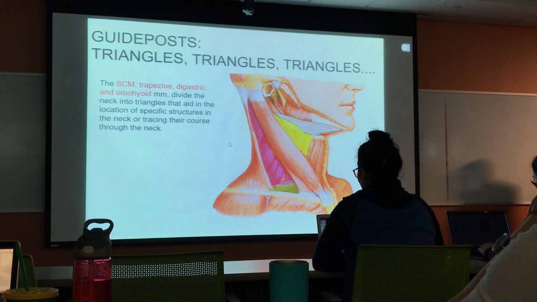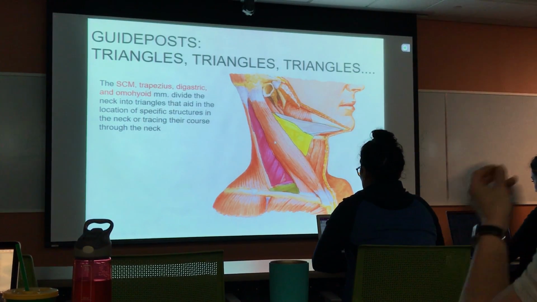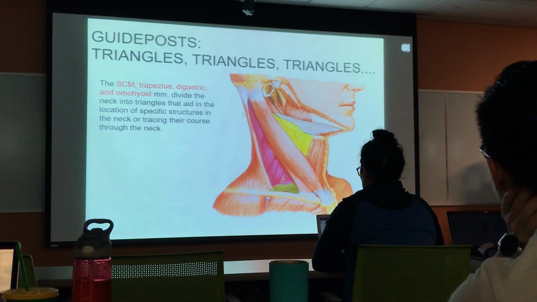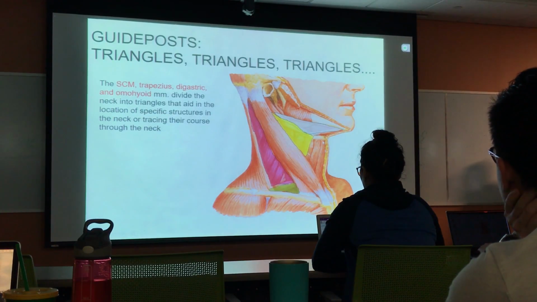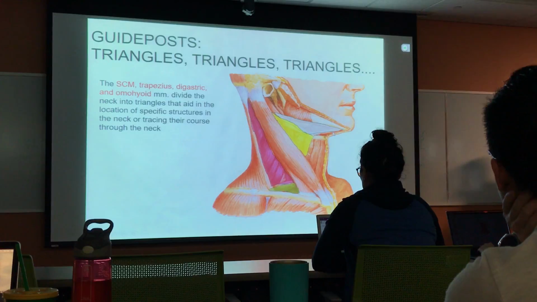So, okay, you know that we have certain muscles that we use to form the different triangles. First off, everybody should know, and I've got different slides coming up, trapezius, sternocleidomastoid, omohyoid, and then the digastric. Those are the muscles that really are used to form the different boundaries of the different triangles.